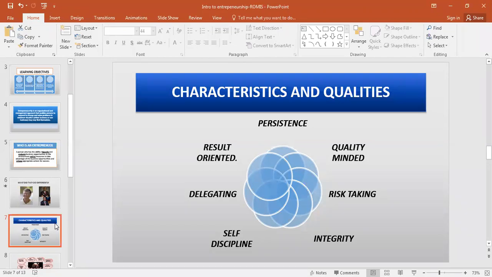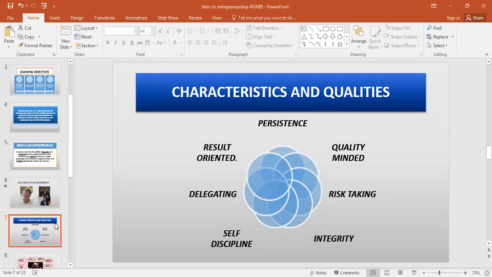Then the next is they are result-oriented. They're always target-oriented. They set goals, they set targets, and they're always looking out for results in whatever endeavor they are involved in. They are very, very persistent and consistent. Consistency is a virtue. If you have consistency, then you can go far.